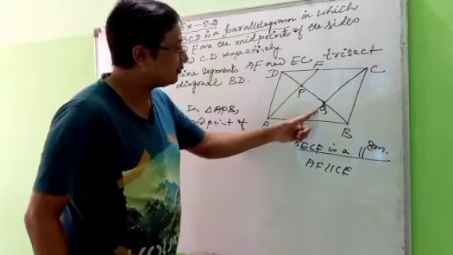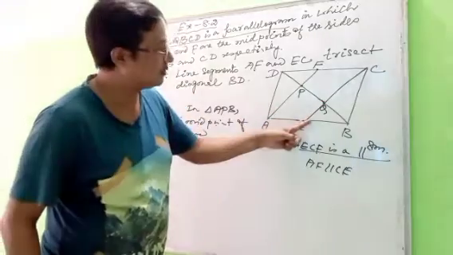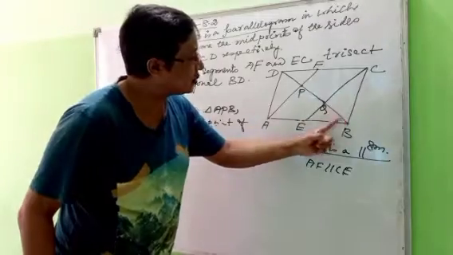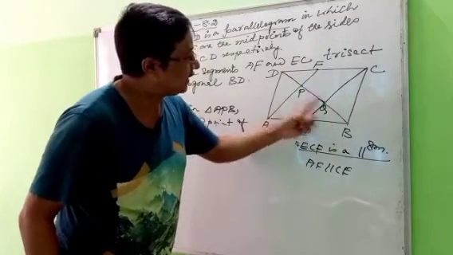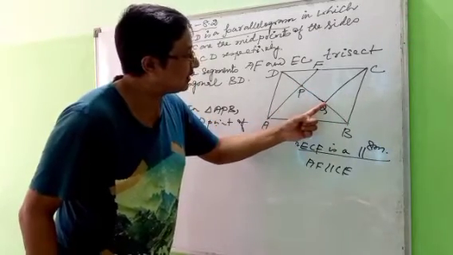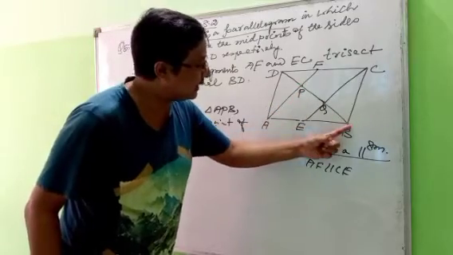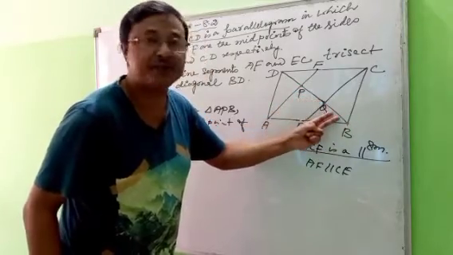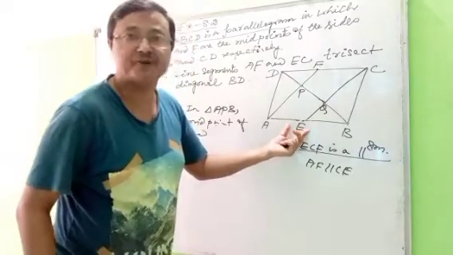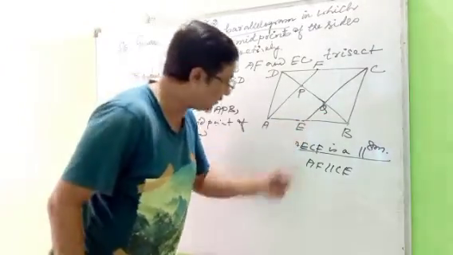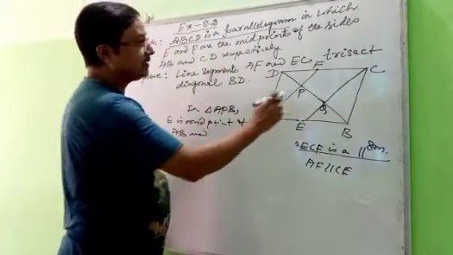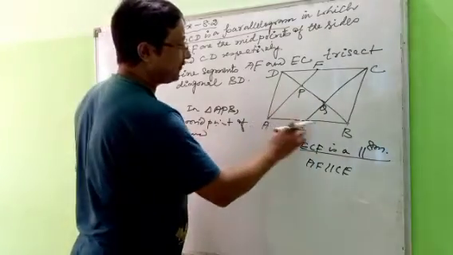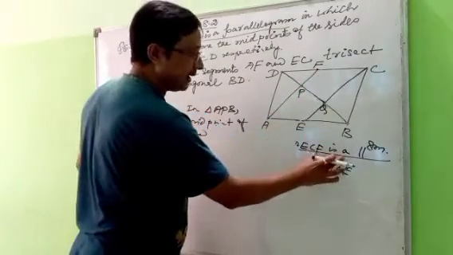So this line that is drawn through the midpoint will bisect the third side. So the third side is PB. So here Q has become the midpoint of PB. In that case PQ equals QB. So you have used the converse of the midpoint theorem. That is why you have made this figure AECF a parallelogram.